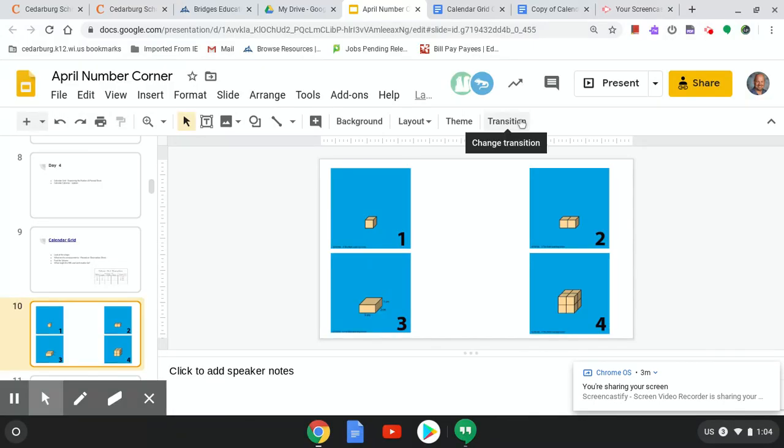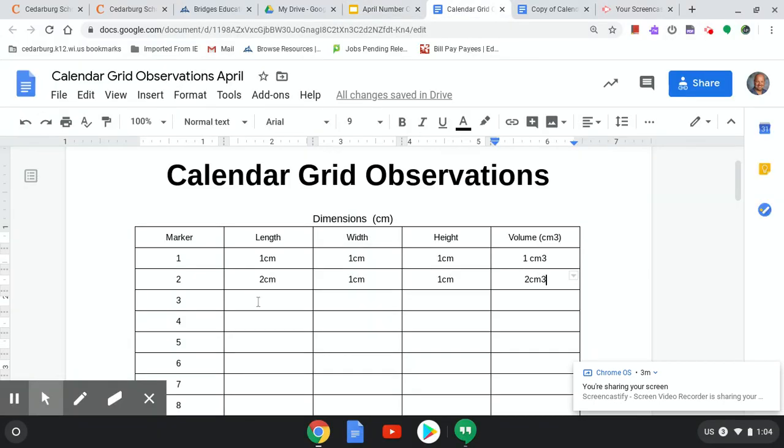Okay, so we'll go back to our calendar grid, and we will go 2 centimeters in length, just like the one above, 2 centimeters width, and then 1 centimeter in height. So base times height. What is our base? 2 by 2, which is 2 times 2, which is 4. And then we multiply that by the height, which is 1 centimeter. So now we're going to record our volume of that rectangular prism as 4 centimeters cubed.